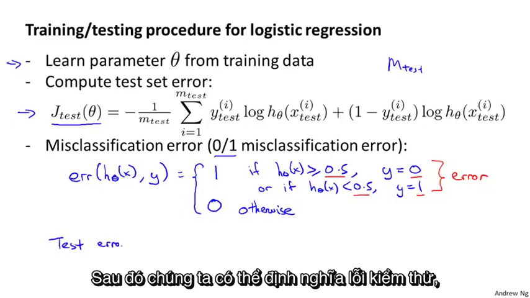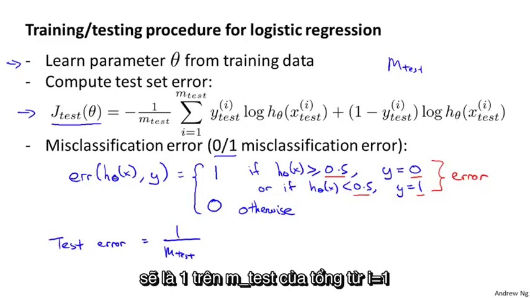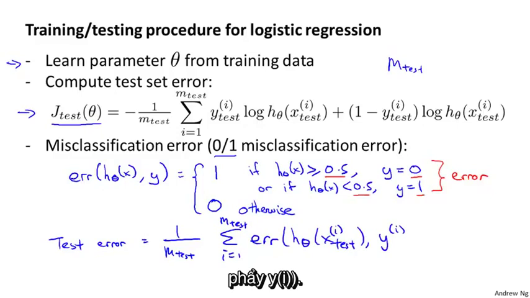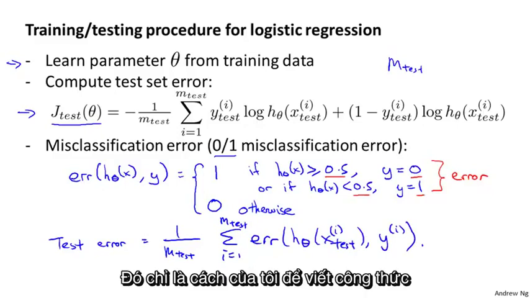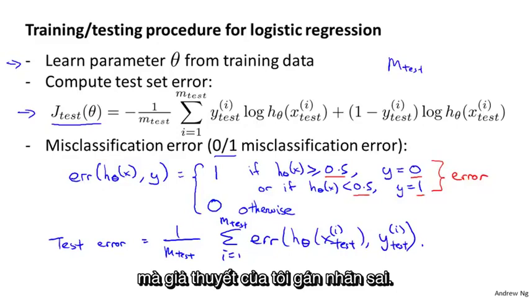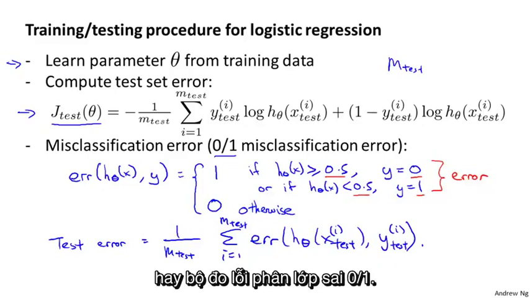We could then define the test error using the misclassification error metric to be 1 over m test times the sum from i equals 1 to m subscript test of the error of h of x i test, comma y i. That's just my way of writing out that this is exactly the fraction of the examples in my test set that my hypothesis has mislabeled. And that's the definition of the test set error using the 0-1 misclassification error metric.